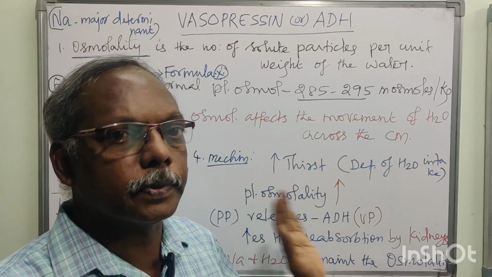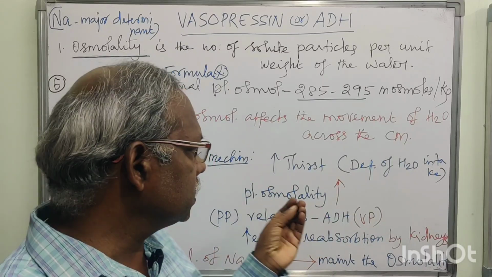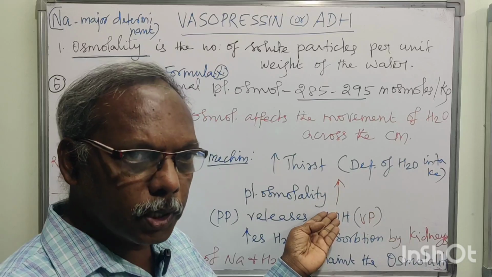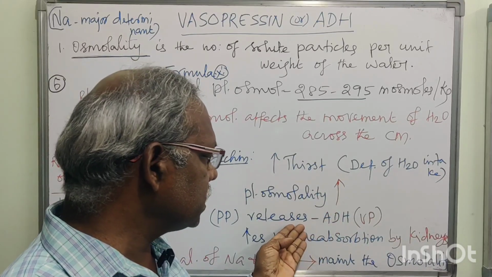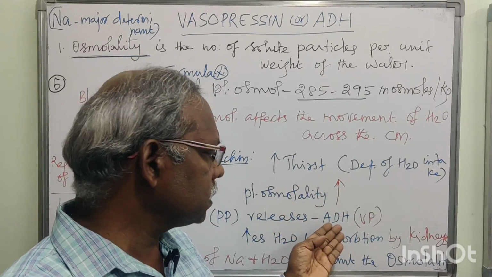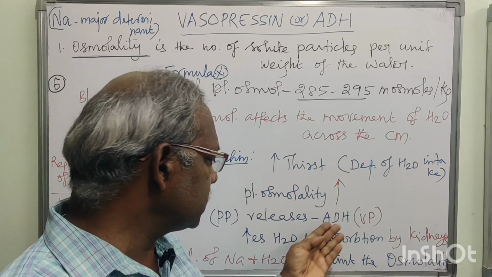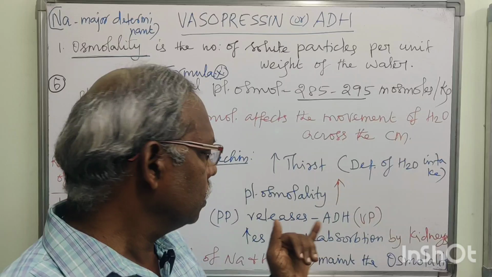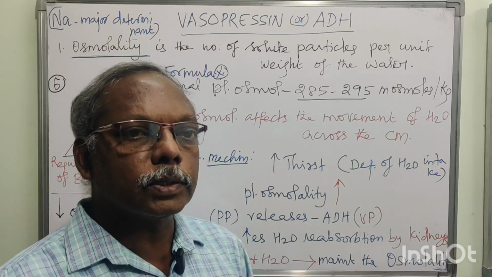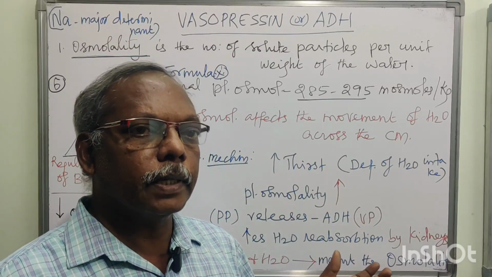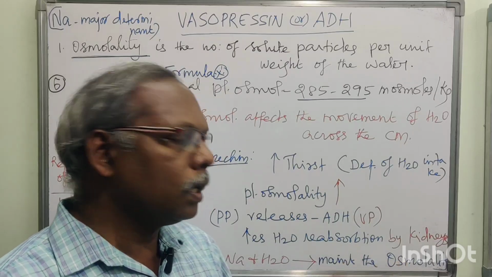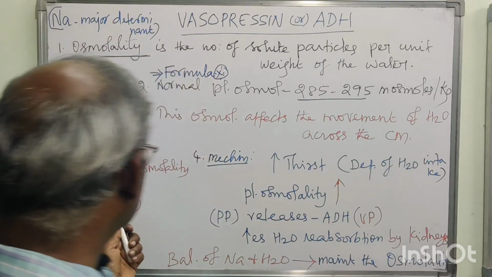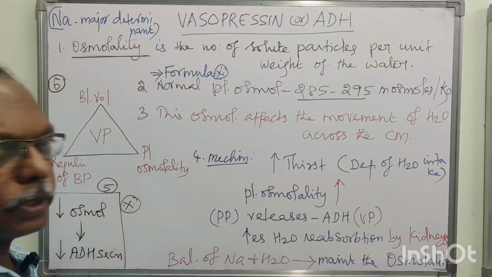This fourth point is very important, very easy also. Increased thirst leads to increased plasma osmolality. That stimulates the posterior pituitary, which releases ADH hormone. This ADH increases the water reabsorption by the kidneys. So finally the water and sodium maintenance will be there, leading to plasma osmolality maintenance. Okay.